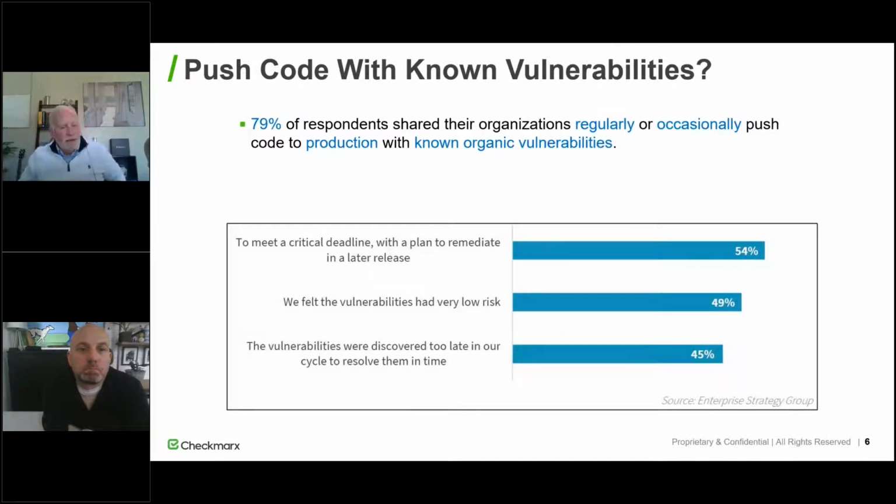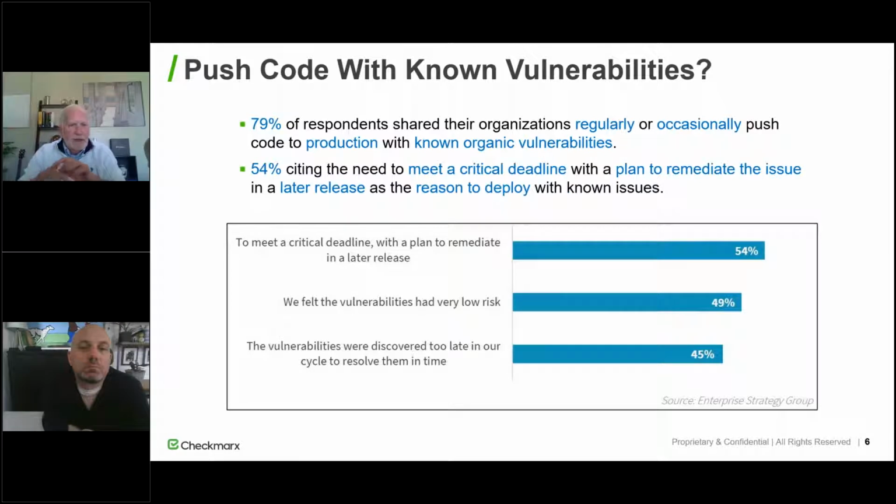Now, this is also an interesting statistic from ESG. It's probably one of my favorites, actually: pushing code with known vulnerabilities. 79% of the respondents shared that their organizations regularly or occasionally push code to production with known vulnerabilities. And the interesting thing is that 54% of the people cite that it's based upon meeting a critical deadline, right? Hey, we've got a deadline, we've got to push this code to production, and it's got known vulnerabilities inside of it.